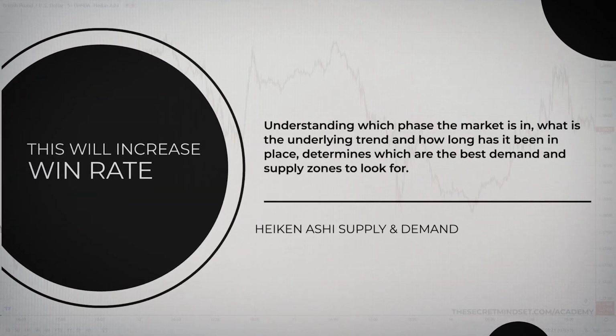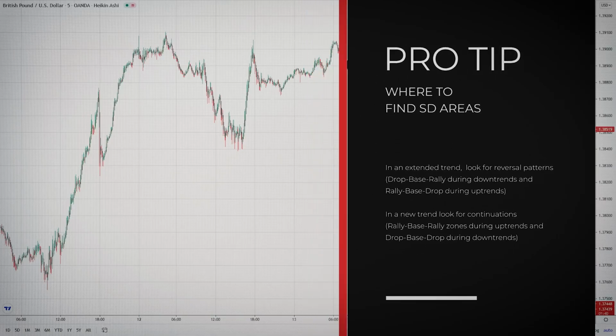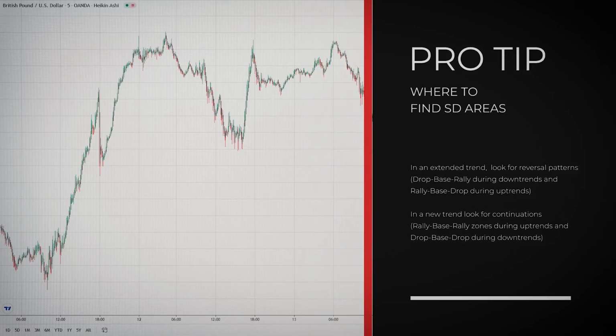This is important because understanding which phase the market is in, what is the underlying trend, and how long it has been in place determines which are the best demand and supply zones to look for. In an old trend, you want to look for reversals. In a new trend, you will want to look for continuations. You search for rally-based rally zones during uptrends and for drop-based drop zones during downtrends.